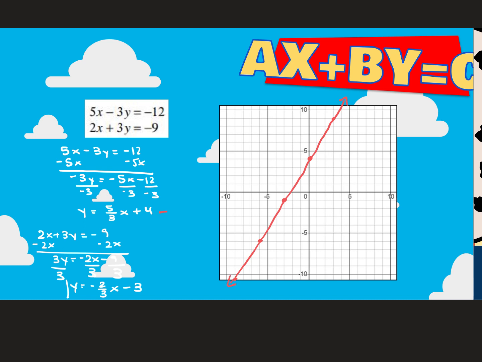All right. Change my color to blue. Starting off at negative 3, we're going to go down 2 and to the right 3. Down 2, to the right 3. Finish it off up 2 and to the left 3. All right, connect those points. We can definitely see that we have a solution, and our solution is going to be negative 3, 1.